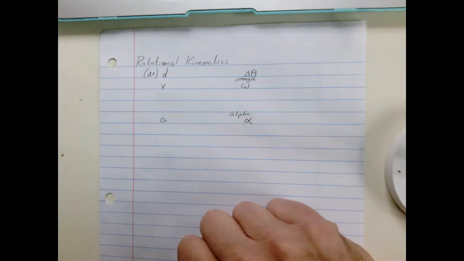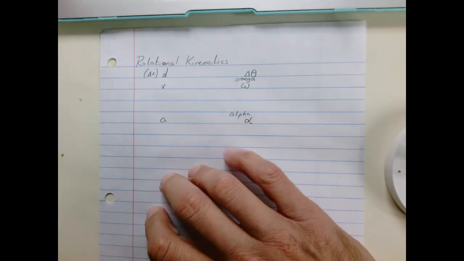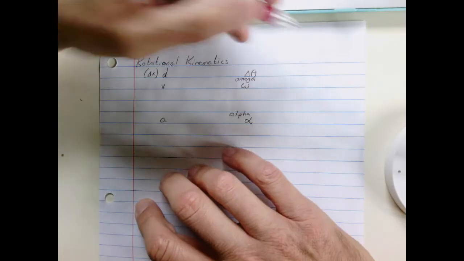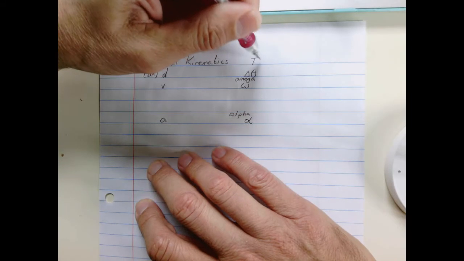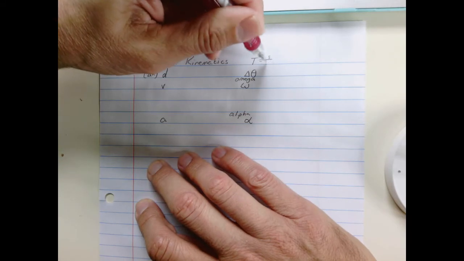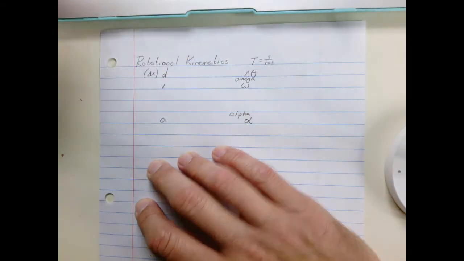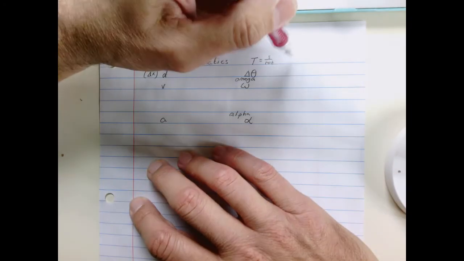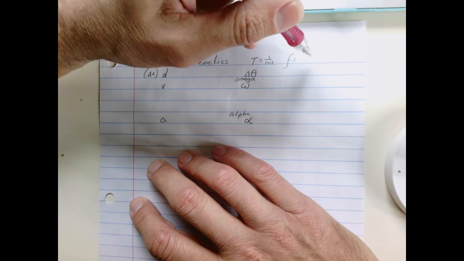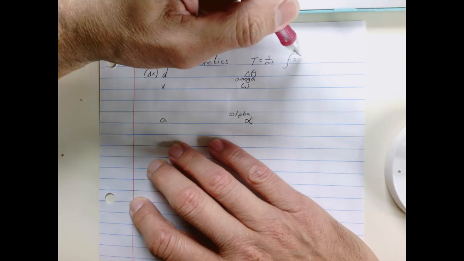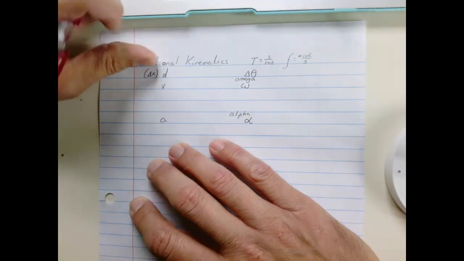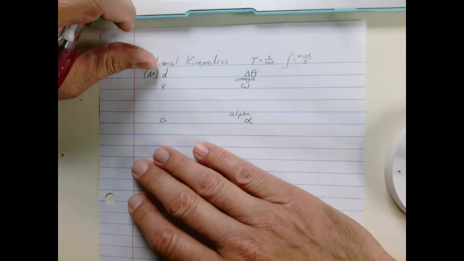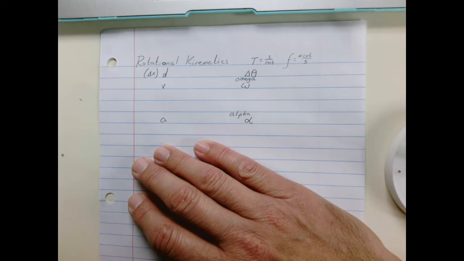Okay, I want to talk to you now about rotational kinematics. What we now know, we understand what the period is. The period is seconds per rotation. And the frequency is 1 over the period, just like it was in waves. And that's the number of rotations per second. Okay? And we're going to deal with these new things.